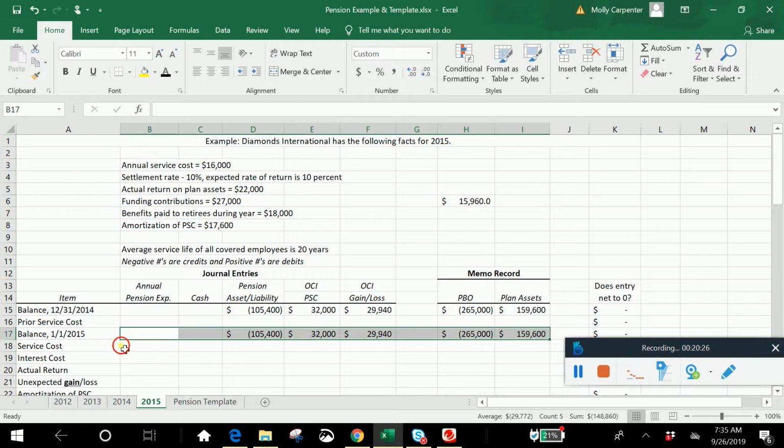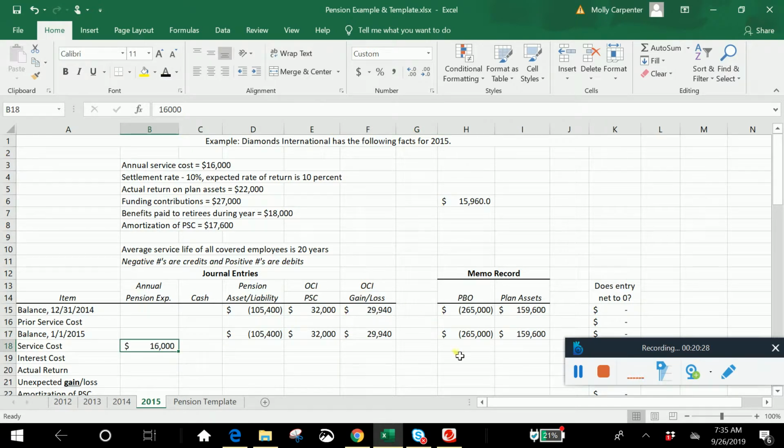Record our service cost. Record our interest cost. Okay, our actual return was $22,000 this year, so we're going to put in the 22. Okay, they tell us that our expected rate of return is 10%. So 10% of 159,600 is 15,960.